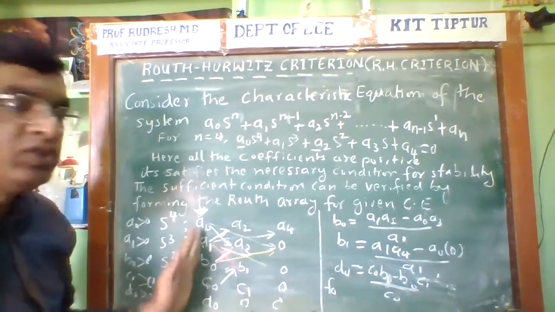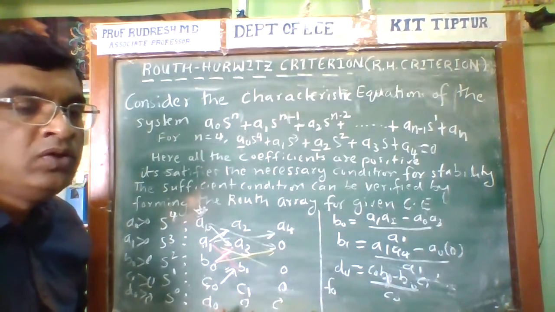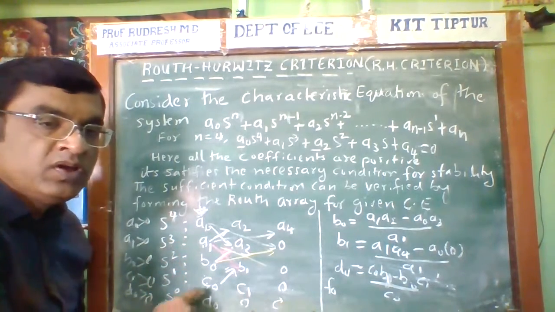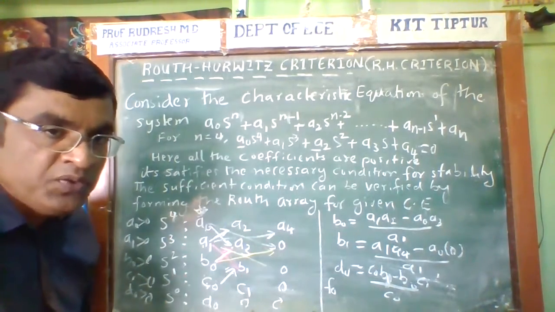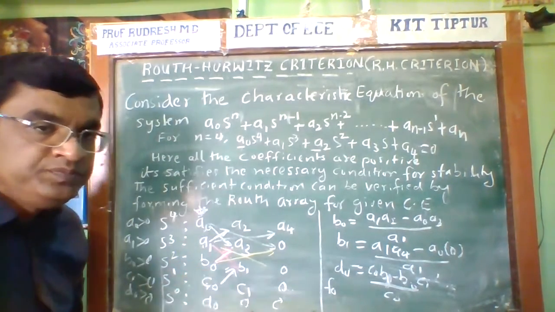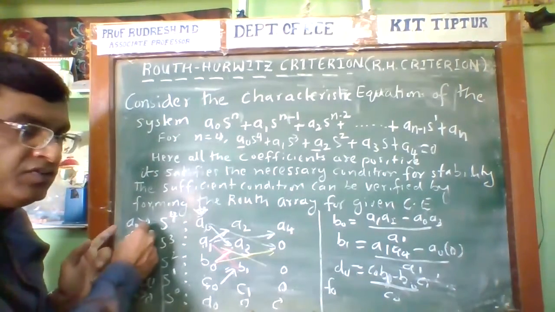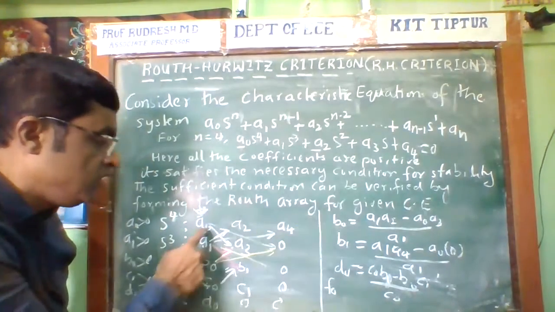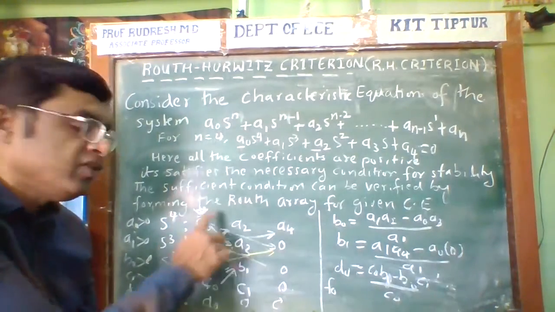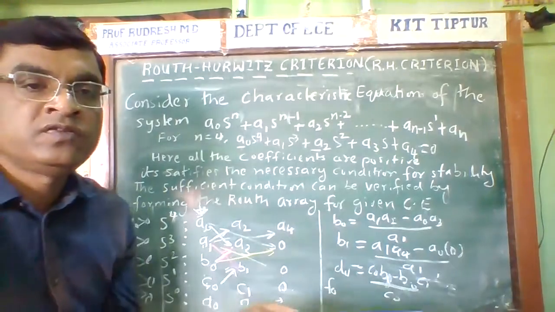In order to verify the sufficient condition of stability, form the root array. After forming the root array, observe the first column. For systems to be stable, each term in the first column of the root array must be positive. The condition is a0 must be greater than 0. Now, if all the elements of the first column of the root array are positive, then the system is stable.